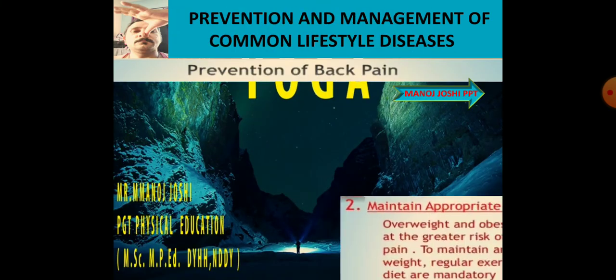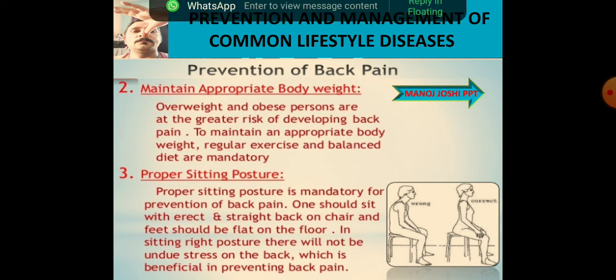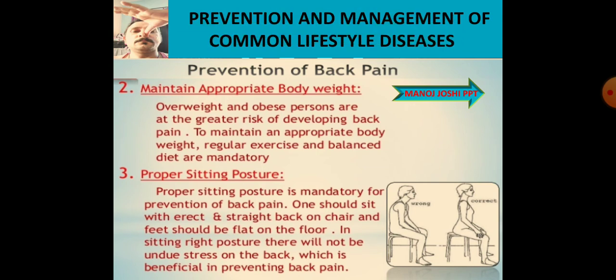Second, we will discuss maintaining appropriate body weight. Overweight and obese persons are at greater risk of developing back pain. To maintain an appropriate body weight, regular exercise and a balanced diet are mandatory. So weight should be under control, because the weight puts excess stress over the joints, over the muscles of the lower back and upper back.